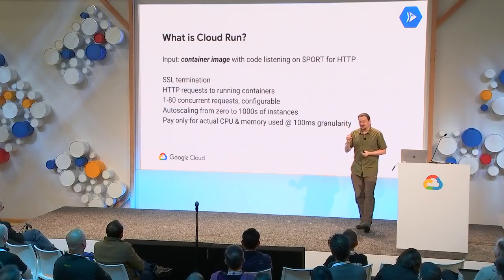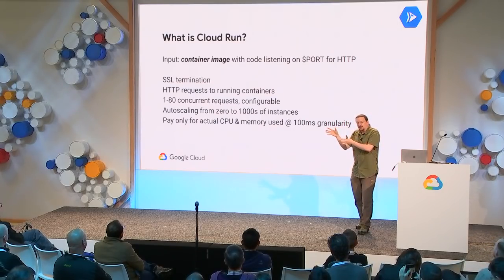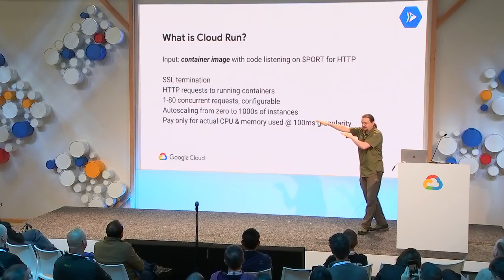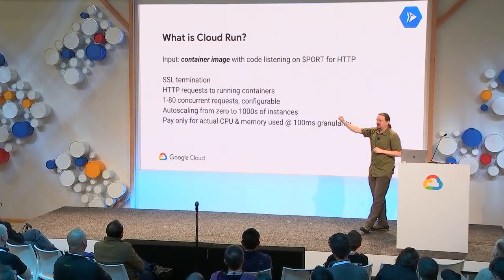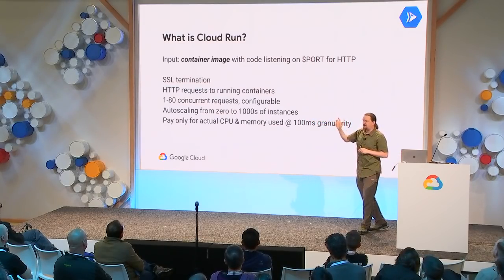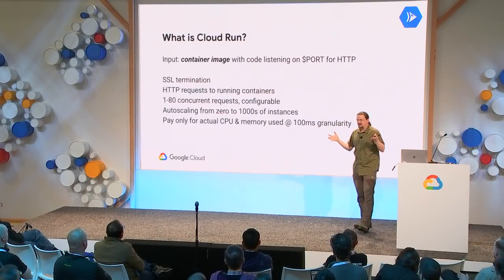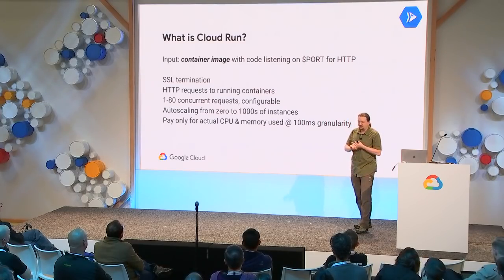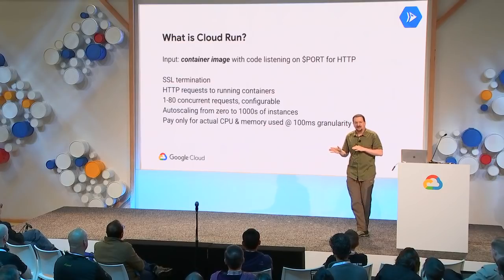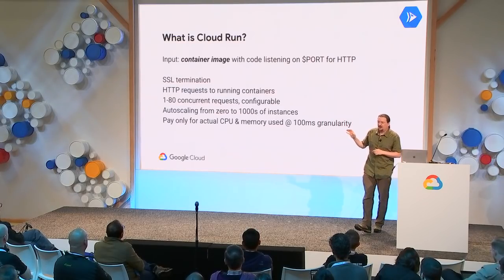So what it is, you give it a URL to an image that has some code in it that will listen to HTTP on whatever the port environment variable is. And in return, you get something that scales up and down very quickly. You get the SSL termination, the HTTP request binding through all the load balancers and the like.